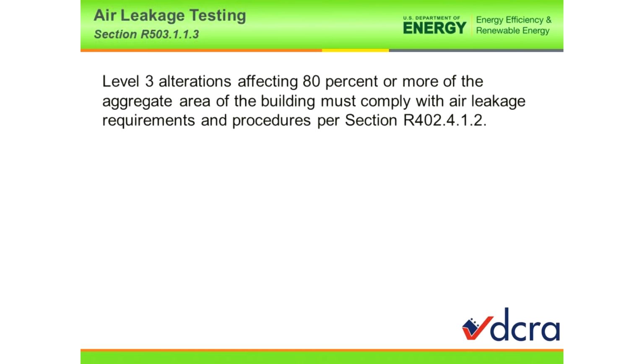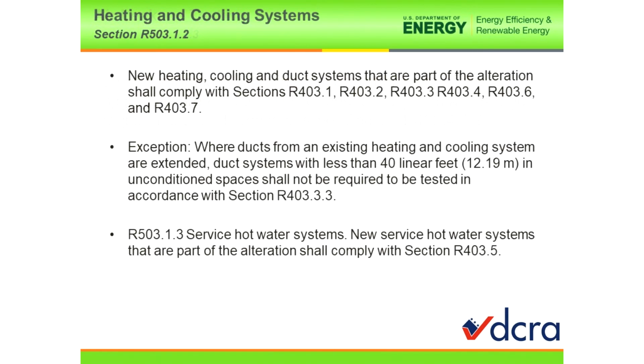Okay, this is about the level 3. I was just talking about level 3 alterations affecting 80% or more of the aggregate area of the building must comply with air leakage requirements and procedures per section R402.4.1.2. Air leakage testing, that's all. Okay, we're still on the mandatory requirements, y'all.